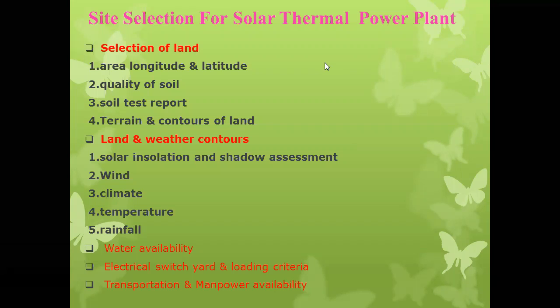Wind means, specifically, the wind speed we have to consider. Okay, climate, same. Climate means rain conditions, and also once again the humidity present in the atmosphere and dust particles we have to consider.